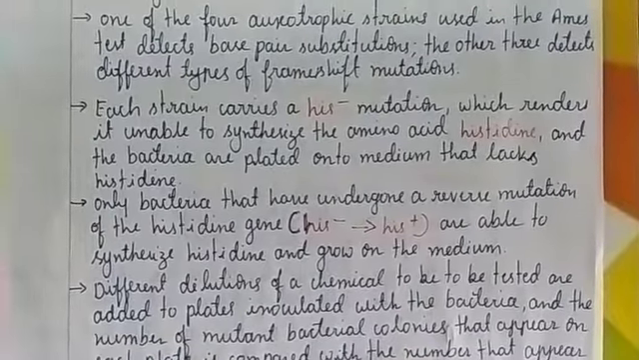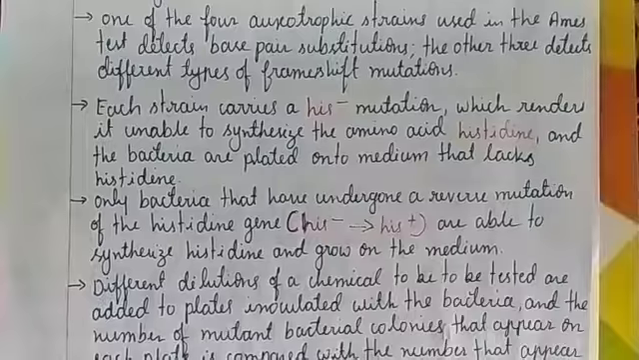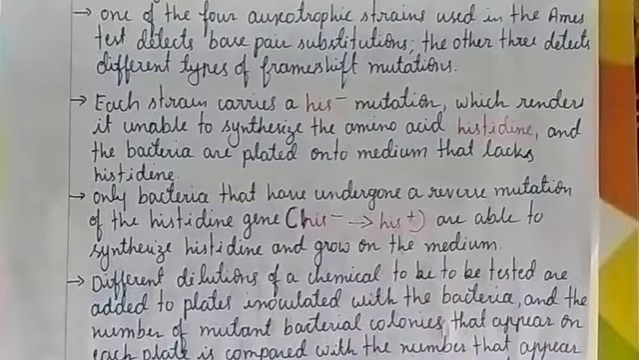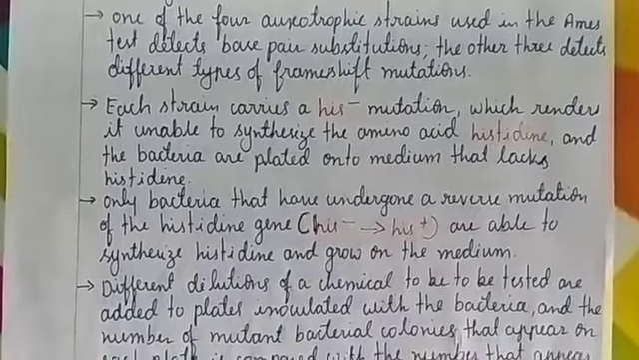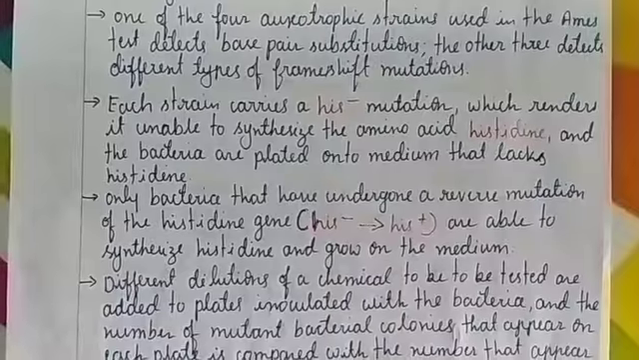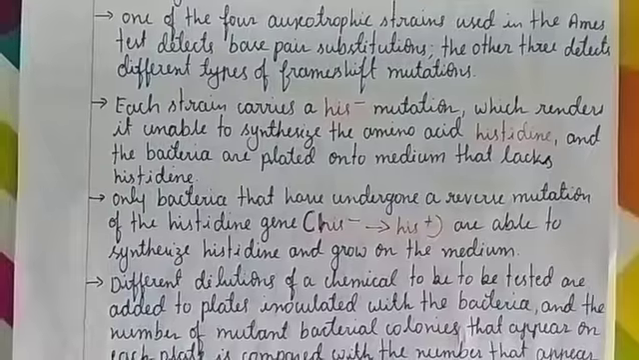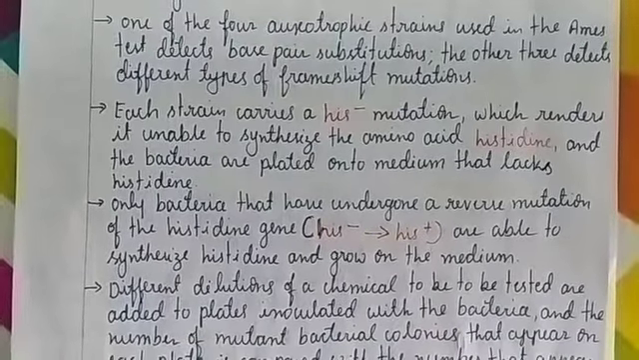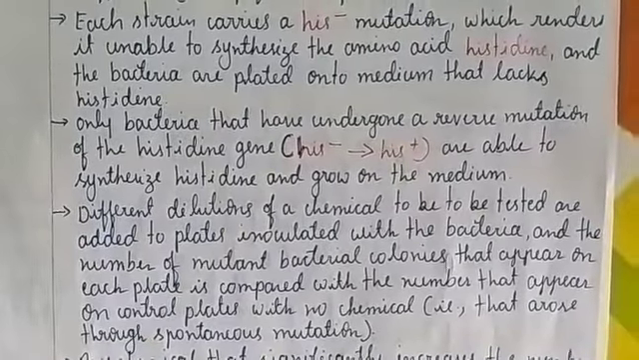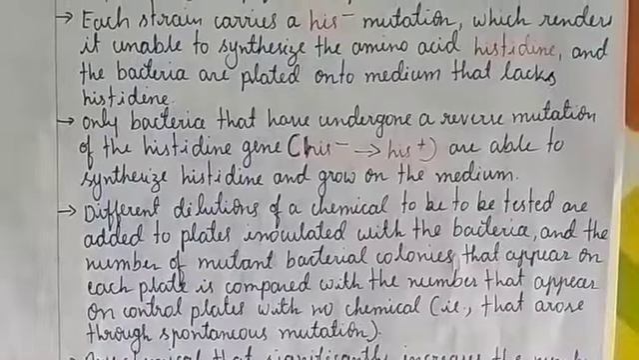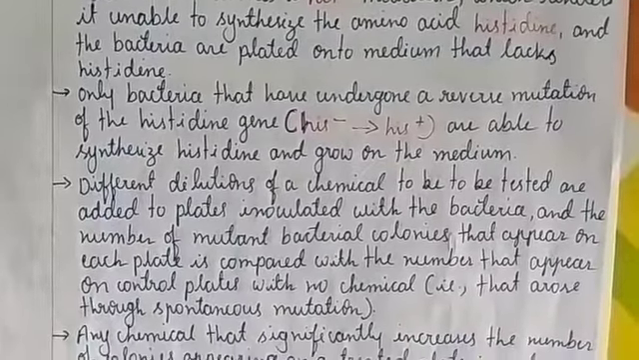Here they have considered histidine minus mutation Salmonella typhimurium, and they have plated, that means grown, it on a medium that lacks histidine. If the bacteria have to grow, they have to synthesize histidine. But the medium doesn't contain histidine. Since the histidine synthesizing gene has been mutated, they are unable to synthesize histidine. Only bacteria that have undergone a reverse mutation of the histidine gene, that is histidine minus to histidine plus, are able to synthesize histidine and grow on the medium.